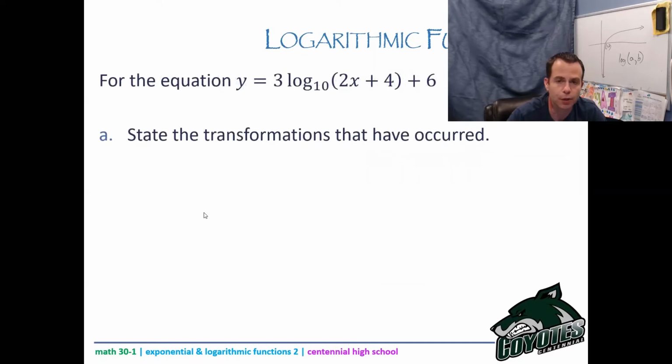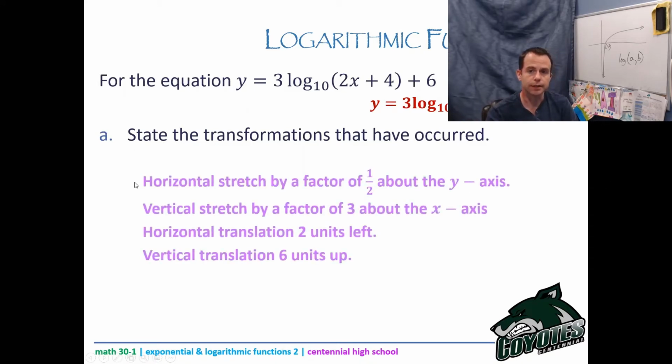All right, so tell me the transformations. Well, the very first thing you're going to do is look at that and say, hey, I have to factor that. That 2 has to come out. And so that's going to be written as 3 times log base 10 of 2 bracket x plus 2, and then plus 6. So I've got a vertical stretch of 3 about the x-axis. I've got a horizontal stretch of 1/2 about the y-axis. I've got a horizontal translation, 2 units left, and a vertical translation, 6 units up. Okay.